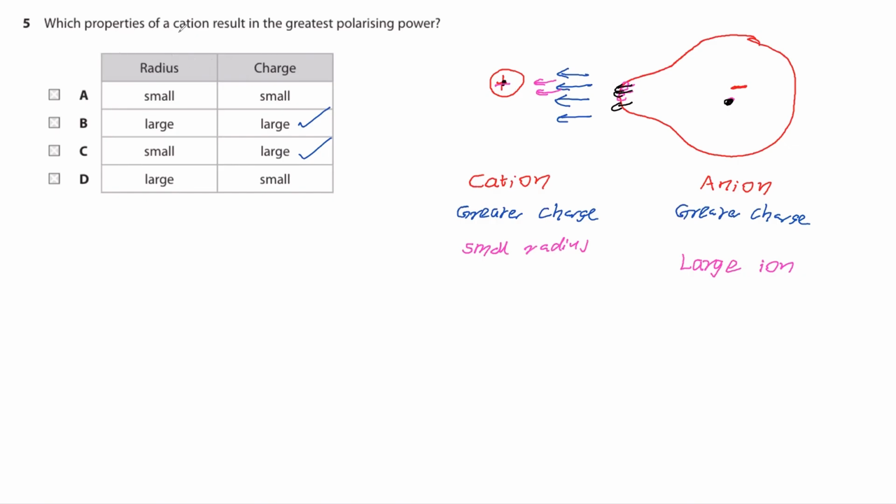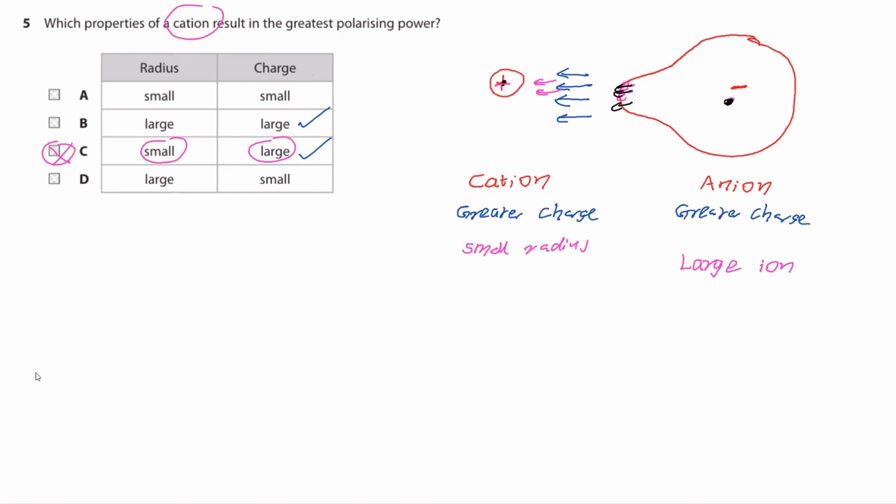Which properties of the cation, they are talking about the cation, result in the greatest polarizing power? The cation should have small radius and greater charge. So when you think that way, it should have small radius and greater charge. So we expect our answer to be C in question number 5. Right.